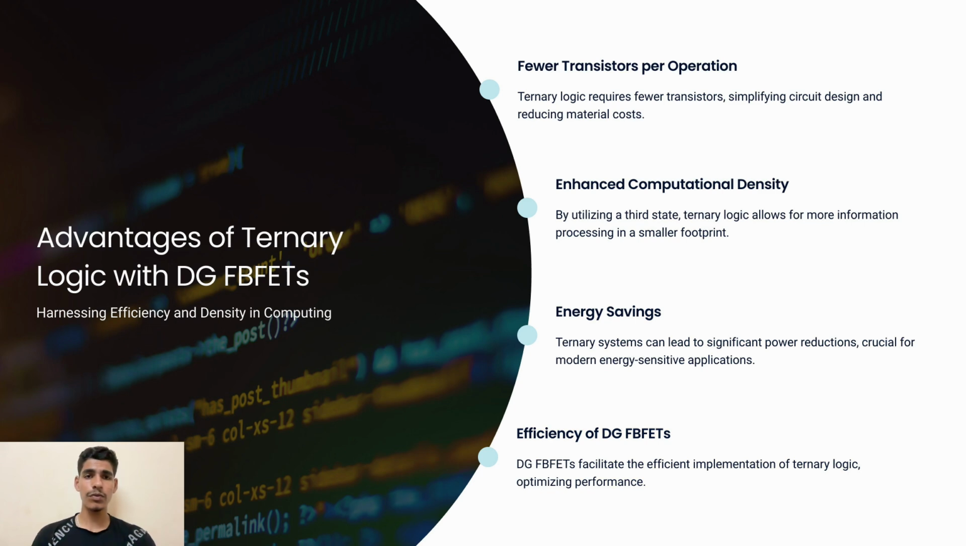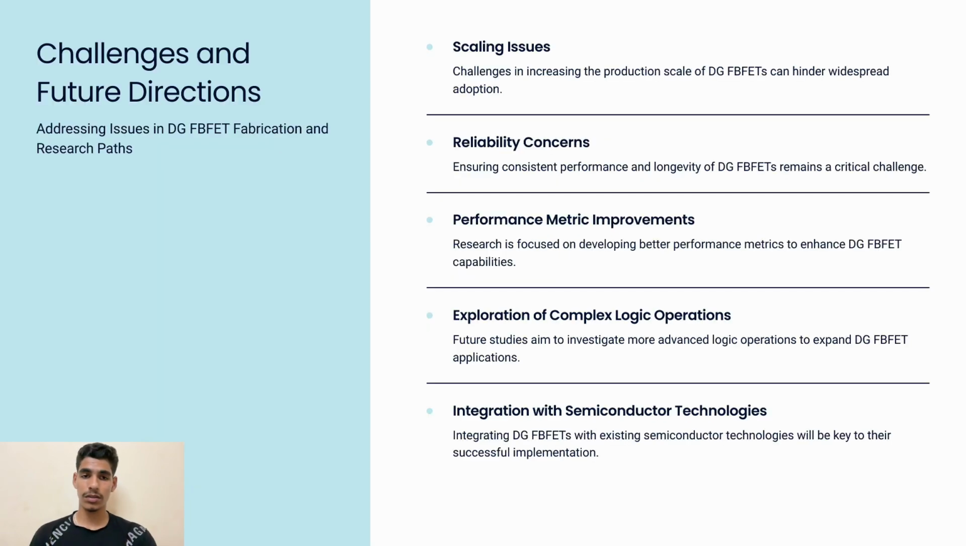So why ternary logic with DGFBFETs? First, ternary requires fewer transistors to perform the same operation compared to binary systems. This leads to higher computation density, which means more processing power in a smaller space. Additionally, these systems use less energy, making them ideal for applications where efficiency is critical, such as mobile devices and wearables. These are the advantages: energy savings, enhanced computation density, fewer transistor operations, and good digital efficiency. Then, challenges and future directions.